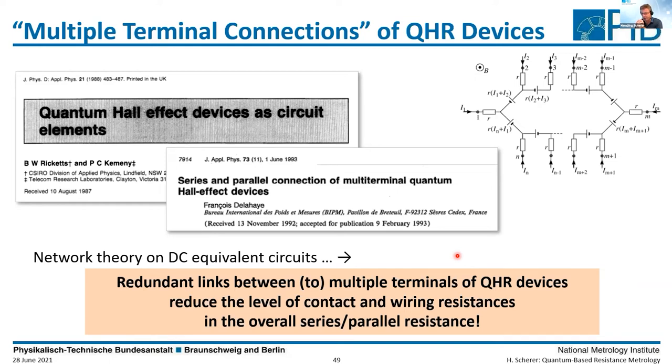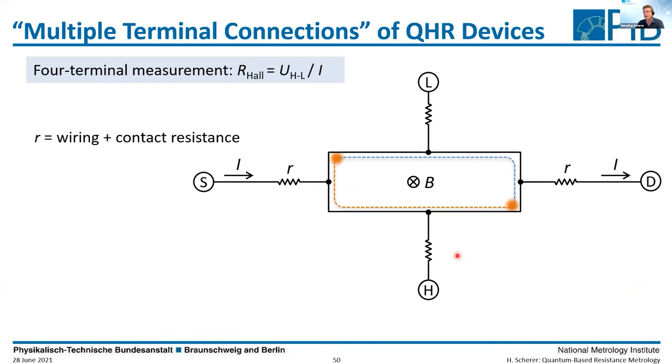It uses network theory on DC equivalent circuits of quantum Hall effect devices. And it shows that if you use redundant links, connections between multiple terminals of quantum Hall devices, you can reduce the level of contact and wiring resistances in the resistance of the overall device, may it be series or parallel connections. I want to go a bit more into the detail.